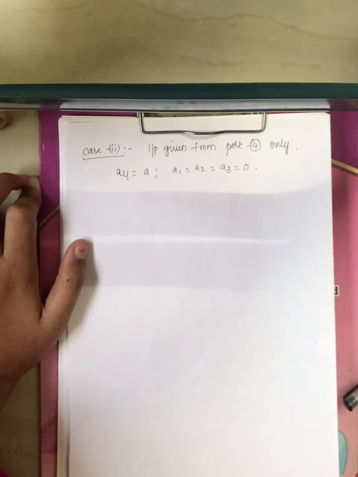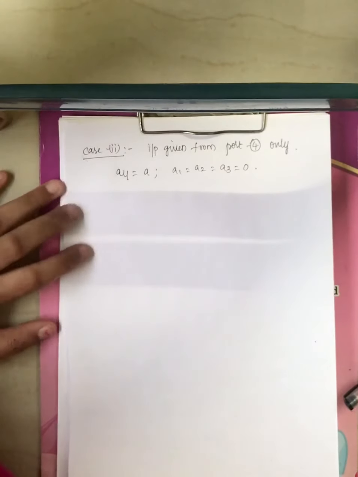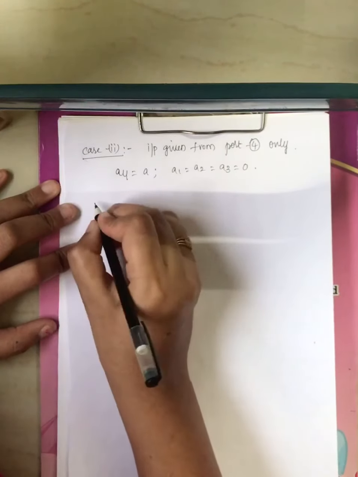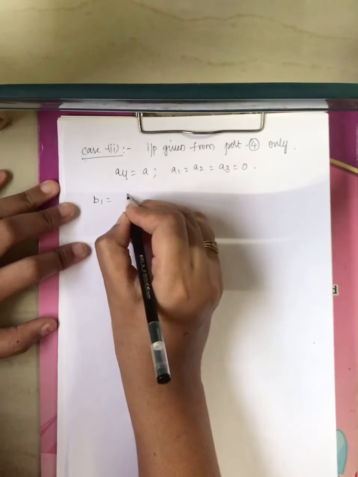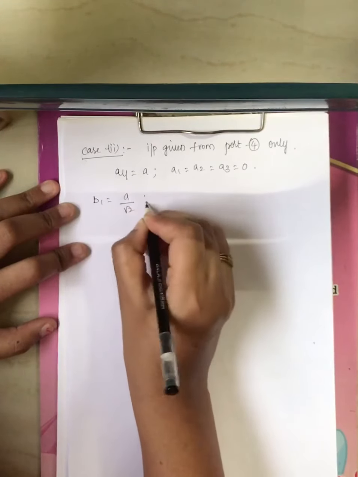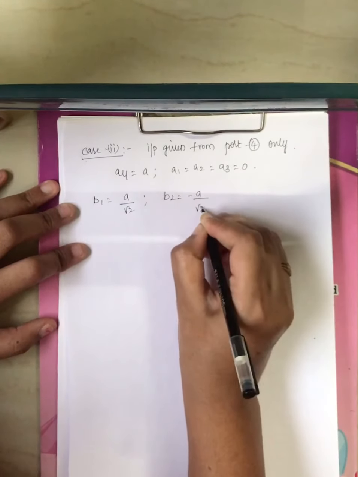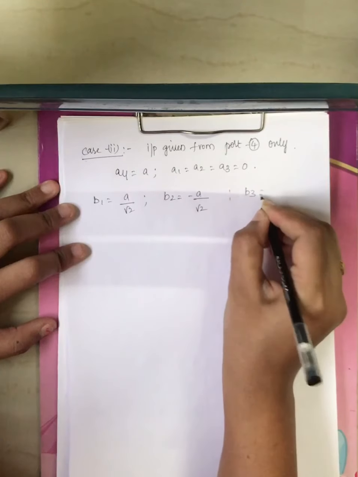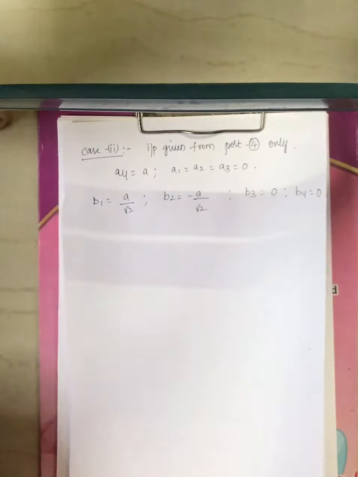You are giving input from port 4 only, that is A4 equals A, and you are not giving any input from port 1, port 2 and port 3, that's why A1, A2, A3 are 0, right? Now substituting all those values in the equations, B1 you will get as A by root 2, and B2 you will get as minus A by root 2, and B3 you will get as 0, and B4 you will get as 0, right?